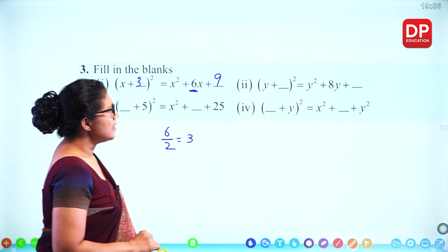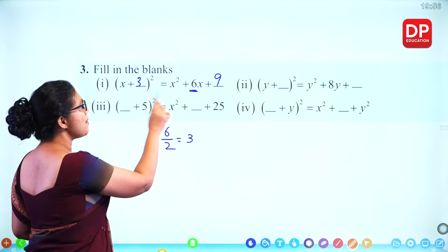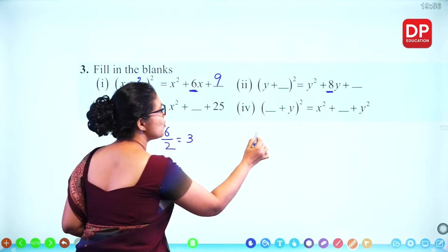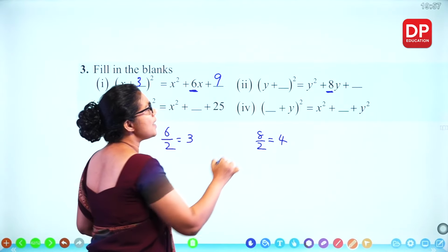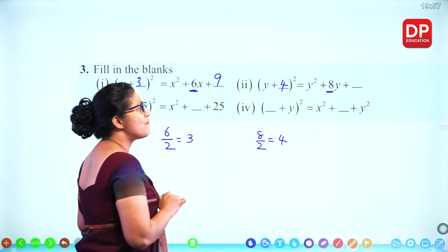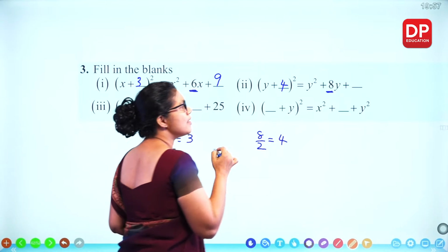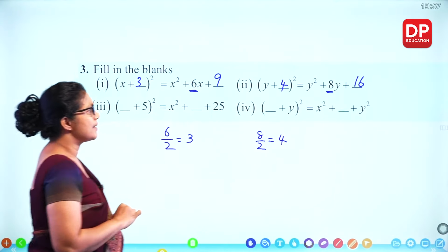Now we'll look at the second part. Again, first and last terms are not given. So you use the same procedure. Look at this term, divide by 2. 8 divided by 2 is 4. So that means this should be 4. If you know that, you square that to get the last number. What is 4 squared? You get 16.